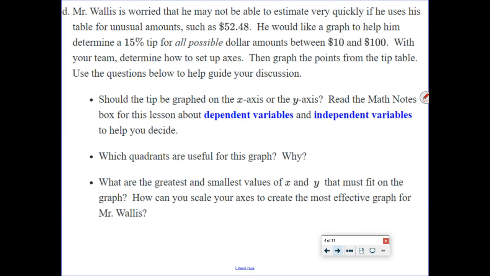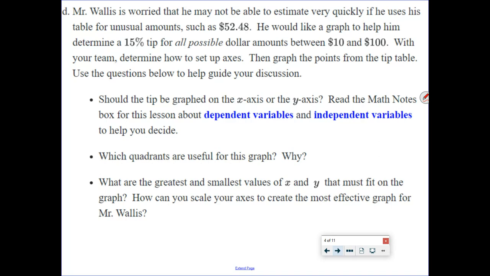Mr. Wallace is worried that he will not be able to estimate very quickly if he used this table for unusual amounts, such as $52.48. Kind of a weird number, right? He would like a graph to help him determine a 15% tip for all possible dollar amounts between $10 and $100. With your team, determine how to set up the axes, then graph the points from the tip table. Use the questions below to help guide your discussions. Now, of course, you're not working with a team, so I'm going to guide you a little bit here, and then you're going to finish it up here, so pay attention.